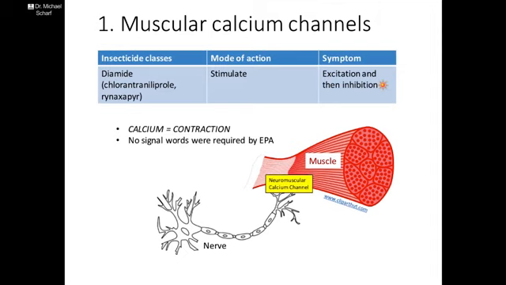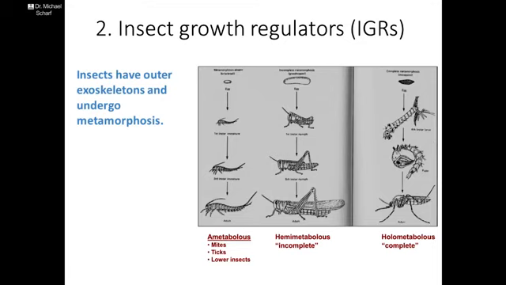And so these are the insecticides that I mentioned that actually had no signal words required by the EPA, meaning that they were so selective towards insects and so non-hazardous to mammals that the EPA said they did not need a signal word, but they still do have a caution signal word, which is that lowest category. So really interesting insecticides that we have here in this group.